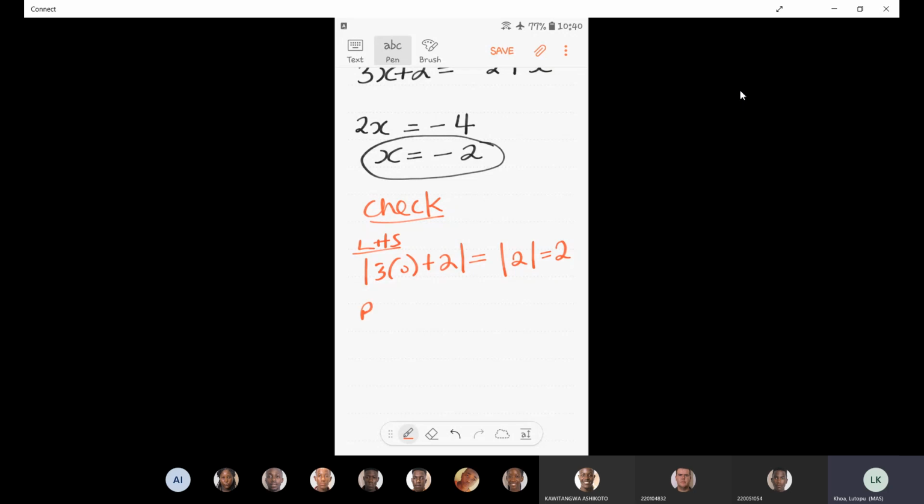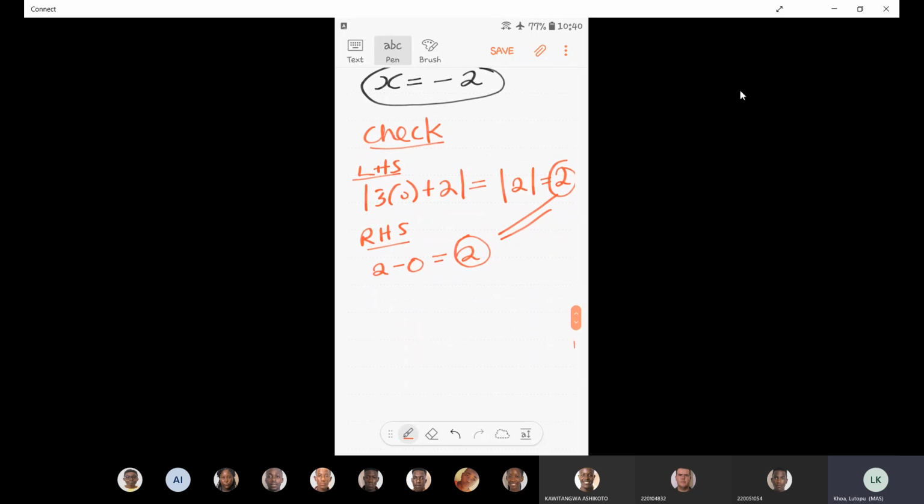Then on the right hand side, I have 2 minus x, which is 0, and this is just 2. Okay, then I compare what I have on the right hand side with what I have on the left hand side. These two are equal, and then I can conclude since the left hand side is equal to my right hand side, x, which is equal to 0, is a solution.